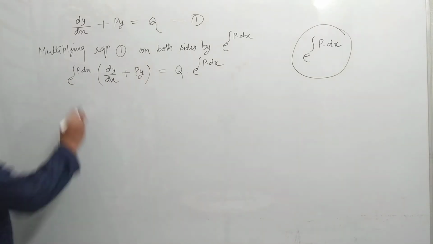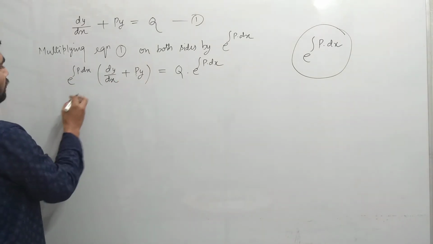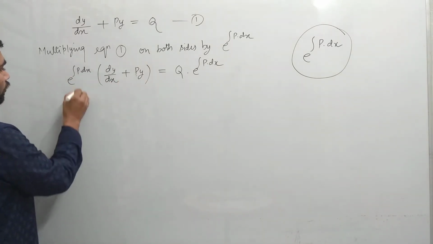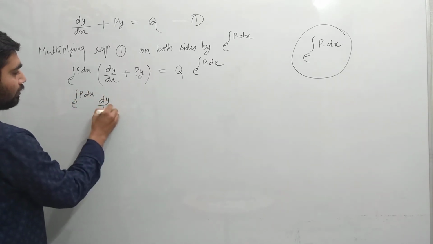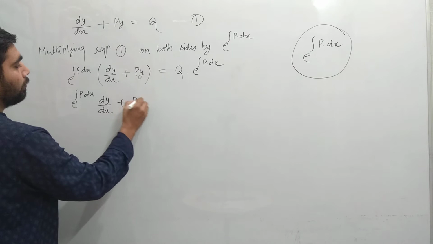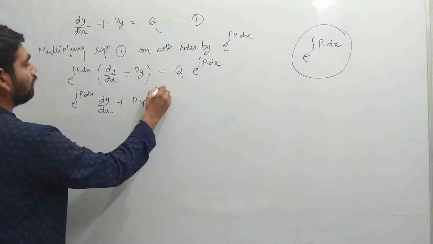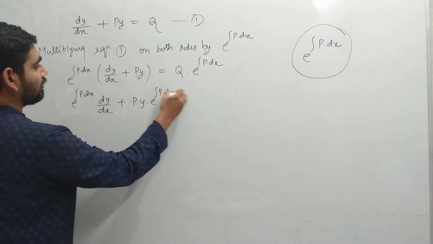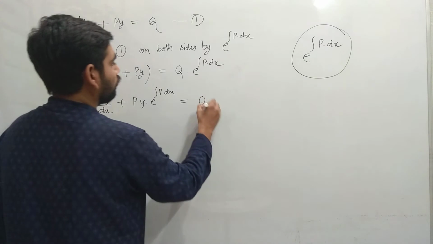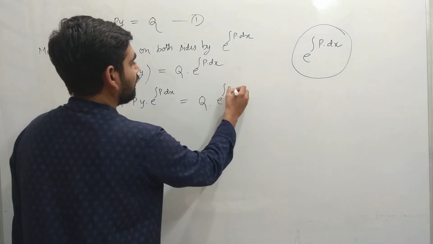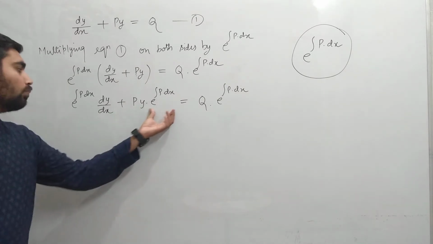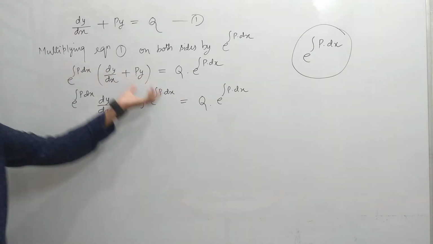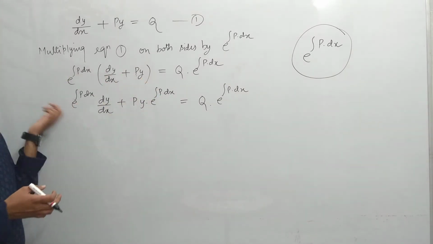Now if we multiply this term with these terms, we get e to the power integral P dx dy by dx plus Py e to the power integral P dx equals Q into e to the power integral P dx. Now we will see that the left hand side is an exact differential. How is it an exact differential?